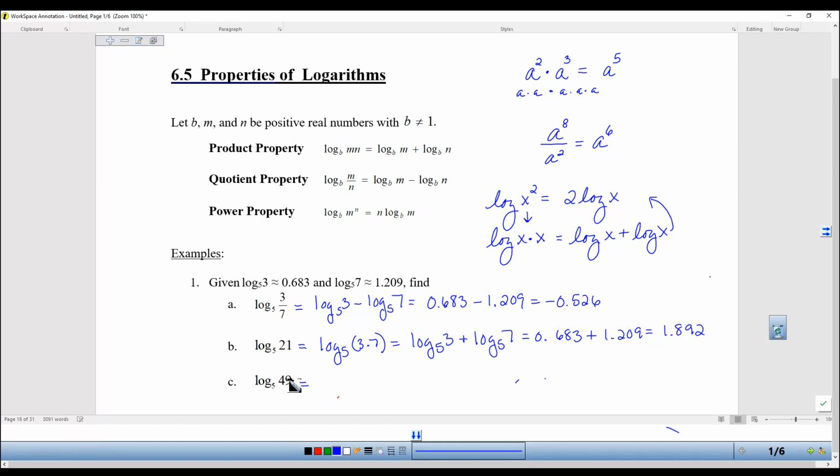So again, it might not go as high as 49 on my table, but I could change this to 7 squared, and then I could bring the 2 out front, and then I would have 2 times 1.209, which is 2.418.